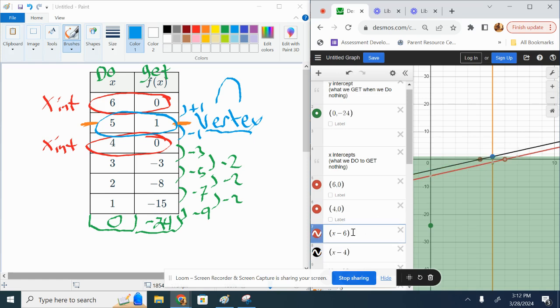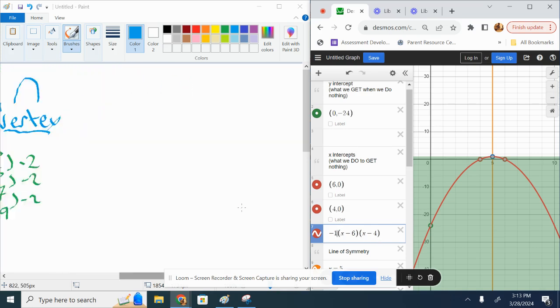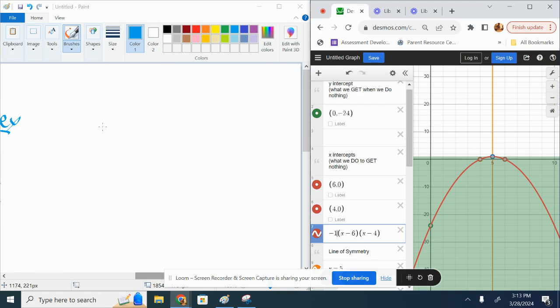And then I can multiply these two ideas together. So x minus 6 times x minus 4 makes a parabola that has x-intercepts at both 6 and 4. But I'm noticing that it's popping out of the green. We wanted it to be facing down, so that lets me know that our a term should be -1.